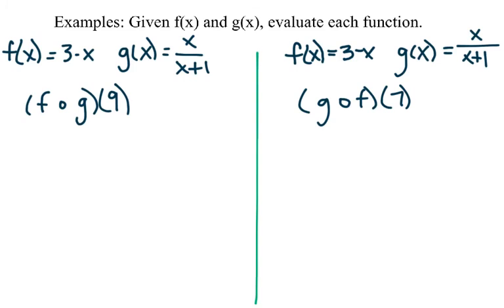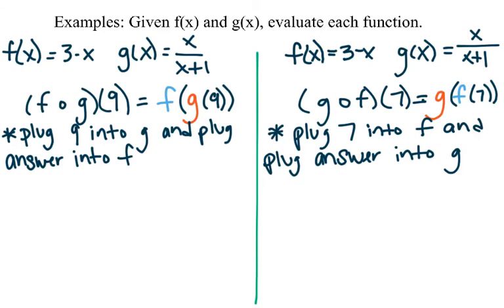Okay, so I want you to try these two. Go ahead, let's see if you can color code it properly first. So try and write what they're trying to say, and you can write it in words just like I did. So try that, pause the video, and actually try it in 1, 2, 3. Okay, so for the first one, we're going to plug 9 into G, and then plug that answer into F. For the second one, we're going to plug 7 into F, and plug that answer into G. So if you would like to pause the video and see if you can do that, you can do that now, or you can just watch me do it.